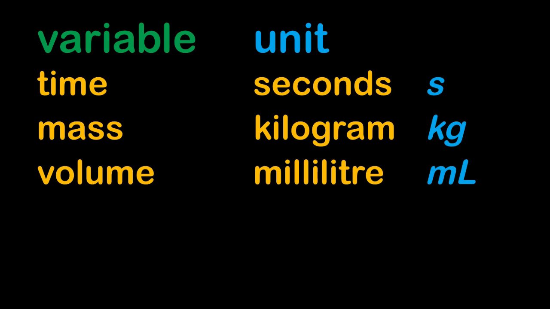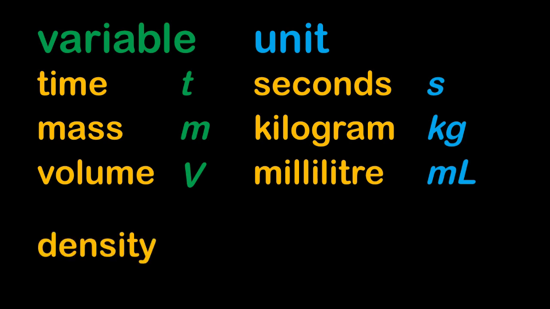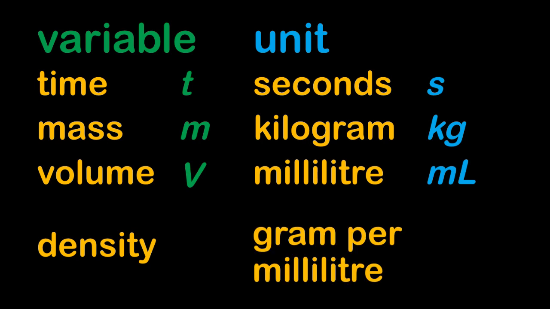We also have symbols for the variables. For time, that is a t, mass is an m, and volume is the capital V. It's important to know if it is a capital letter or not. And I want to introduce a new variable, the variable density. Density is expressed in grams per milliliter, or g/mL, with a capital L. We also have a symbol for the variable of density, and that is the Greek letter rho, the Greek letter ρ. Never ever call this a p.